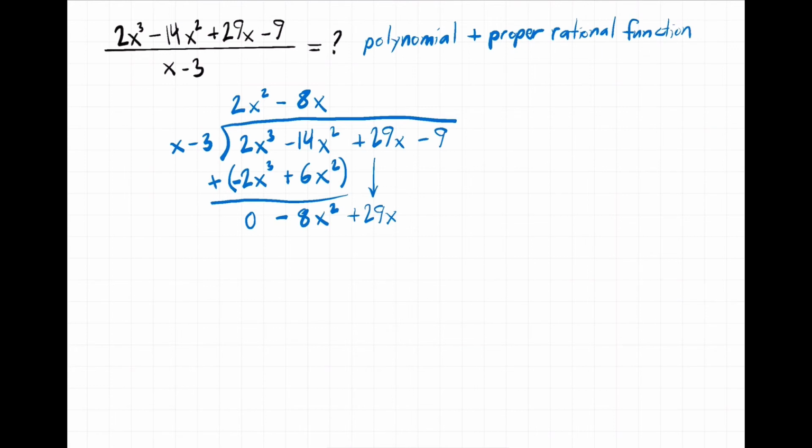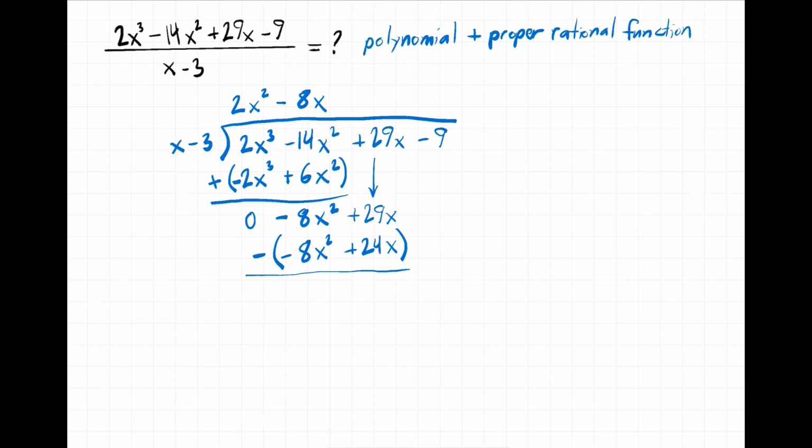Let's multiply negative 8x times the entire divisor now. So negative 8x times x is negative 8x squared. And negative 8x times negative 3 is positive 24x. And we are now subtracting this entire polynomial here, negative 8x squared plus 24x. We're subtracting that whole thing from the polynomial above. So do put it in parentheses and put a minus sign in front of it.